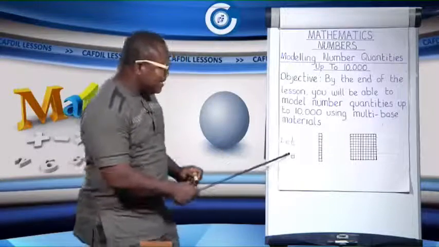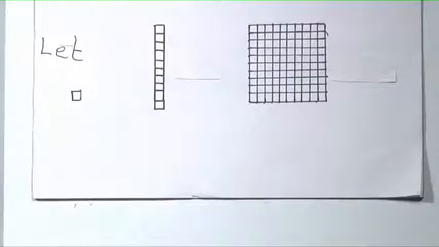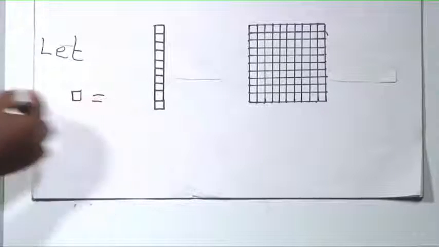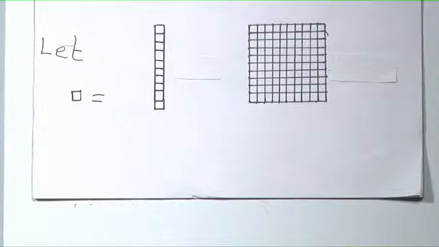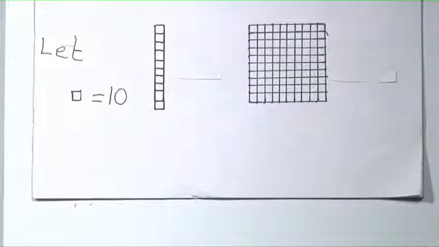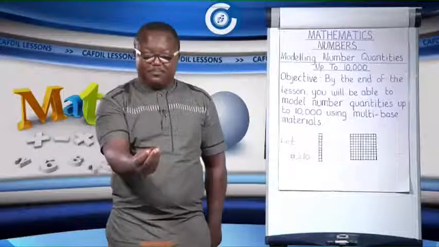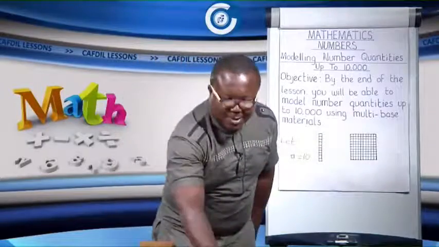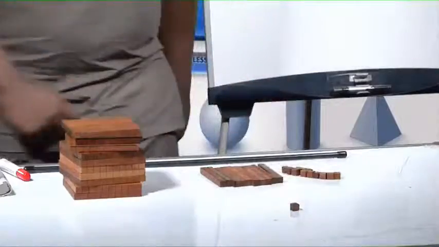Now let this cube be equal to 10. Now we want to represent this cube as 10. Or we want to make this cube to be 10. Let's come to this. This is the cube. We want to represent this cube as 10.